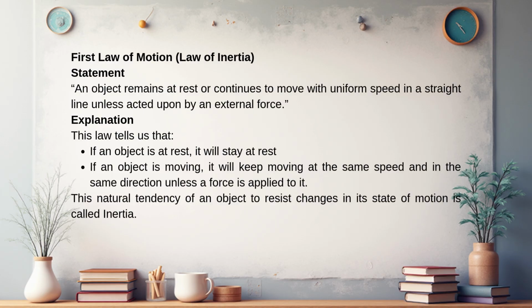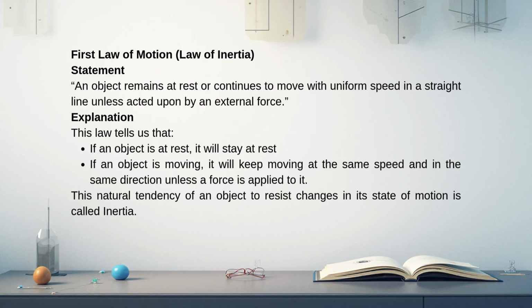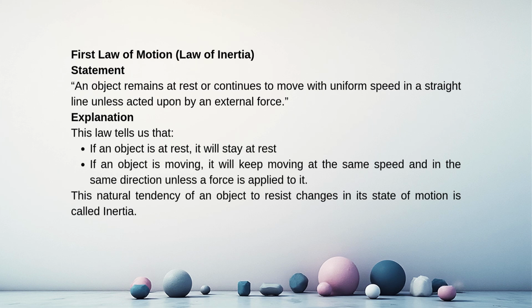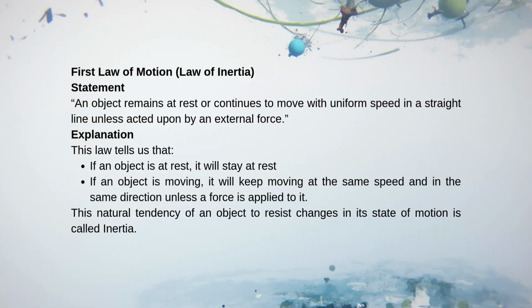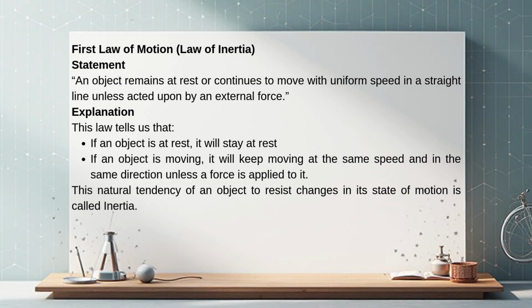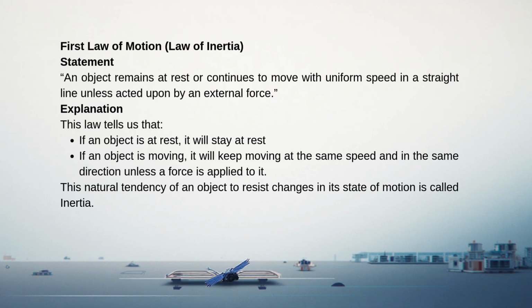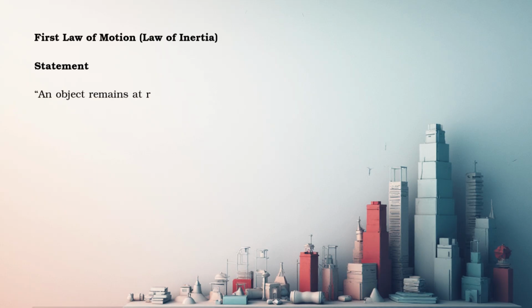Now let us know the first law of motion, that is the law of inertia. An object remains at rest or continues to move with uniform speed in a straight line unless acted upon by an external force. This law tells us that if an object is at rest, it will stay at rest. If an object is moving, it will keep moving at the same speed and in the same direction unless a force is applied to it. This natural tendency of an object to resist changes in its state of motion is called inertia.